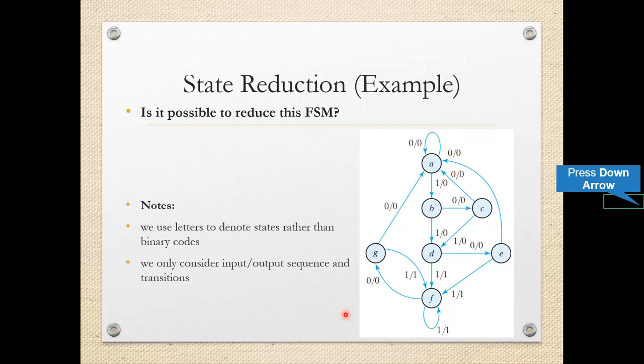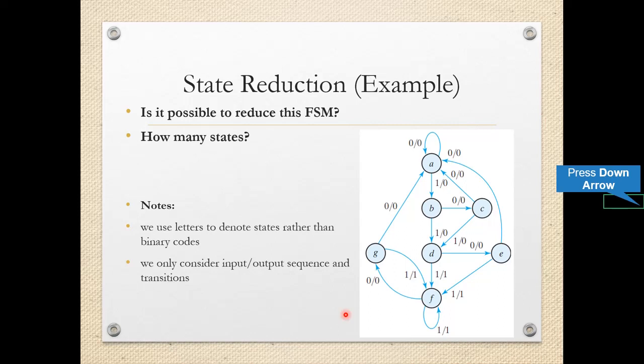So is it possible to reduce this FSM? Whatever number of states you are observing over here, we have to check whether there is any redundant state. Means even if any state of this is removed, then also the operation remains unchanged. That is the first condition. While reducing the state diagram, the first condition is its output should not get affected. It should remain unchanged. So is it possible? That we have to check.